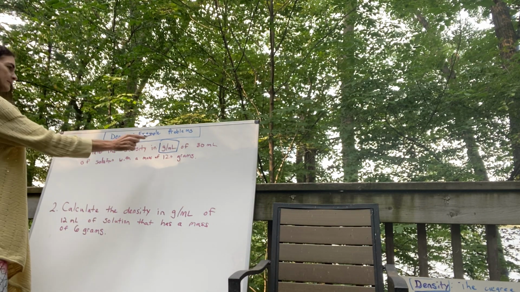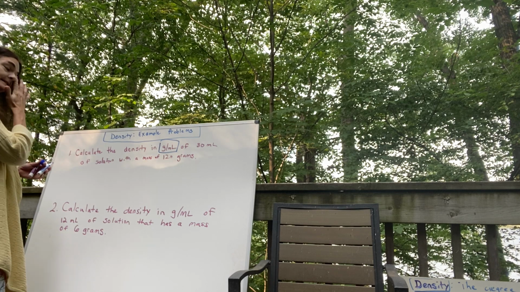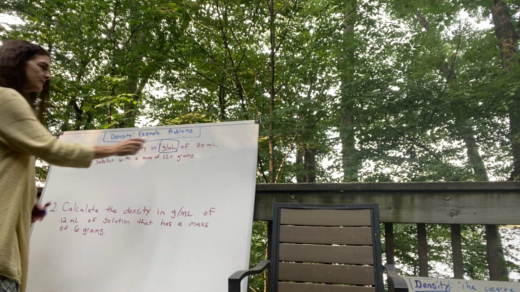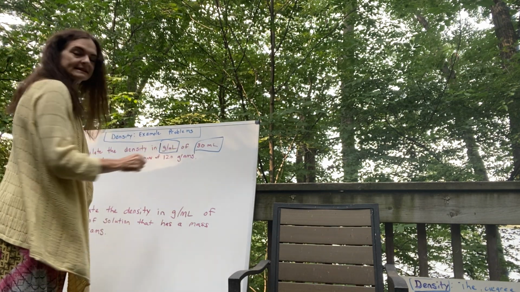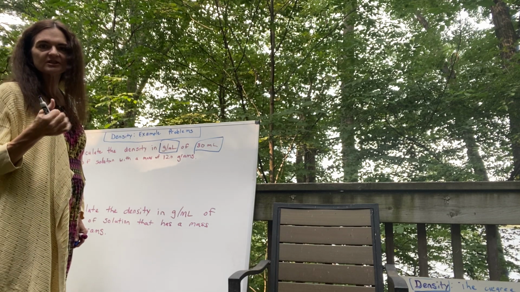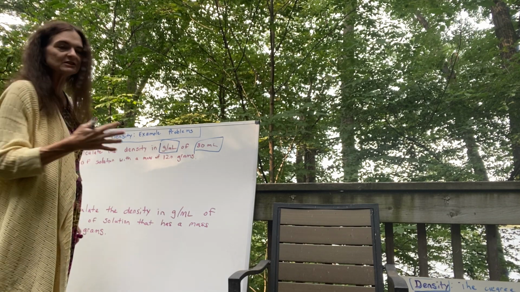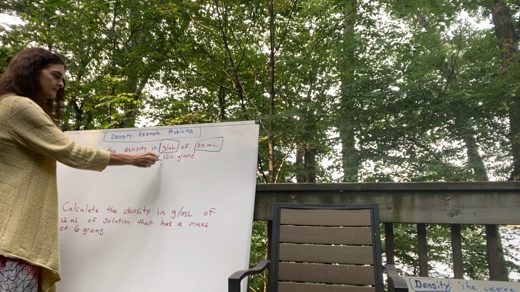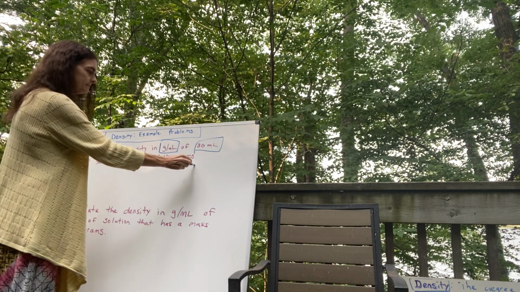Okay, so here we go. Which one is the volume? It is the 30 milliliters. And you can tell in this situation just by the units which one is the volume and which is the mass. The mass is the one with the grams unit.